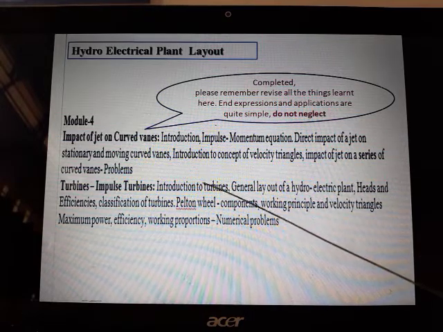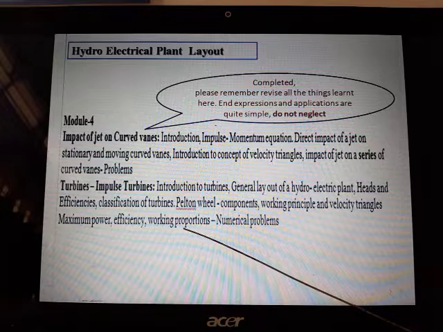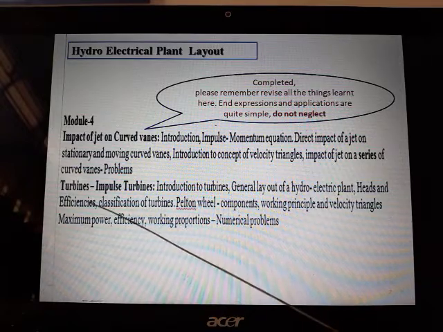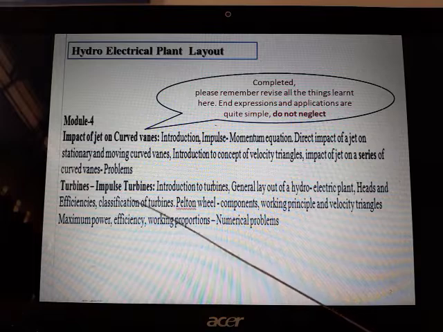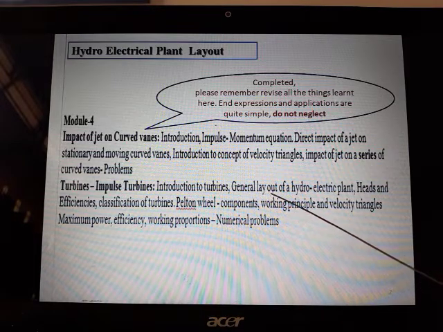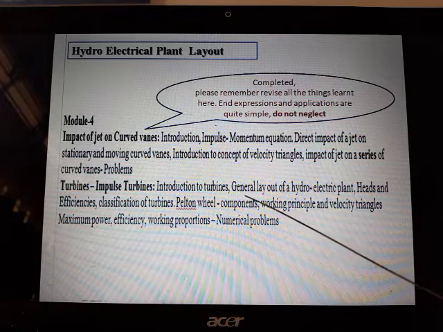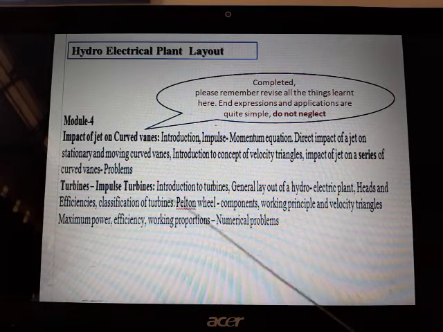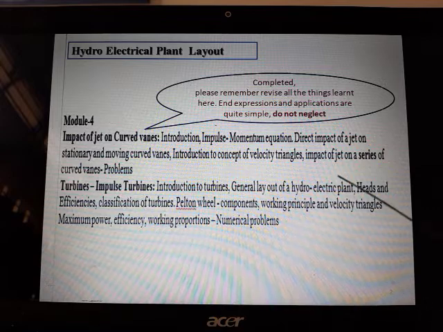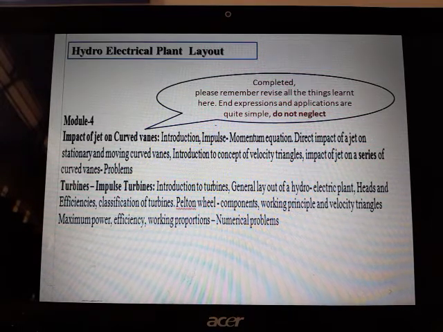Now we'll be dealing with the second part of module 4, that is turbines, in particular impulse turbine. There is an introduction to turbines as such, and then afterwards it switches over to the Pelton wheel, which is one of the impulse turbines.